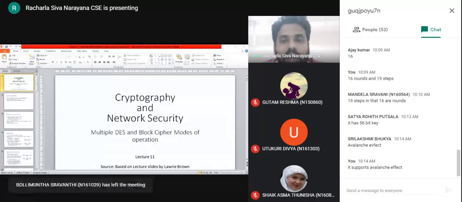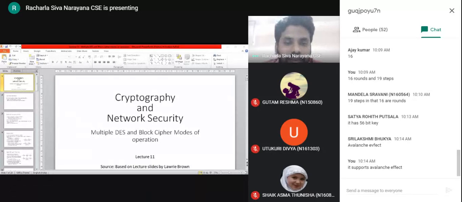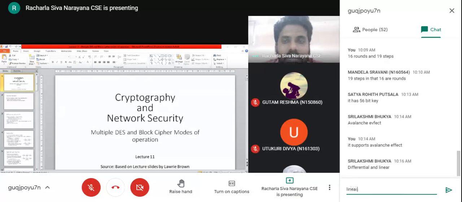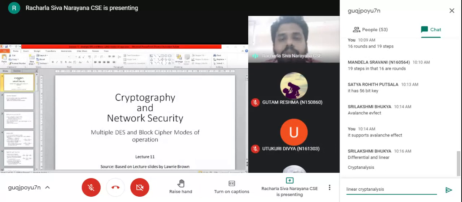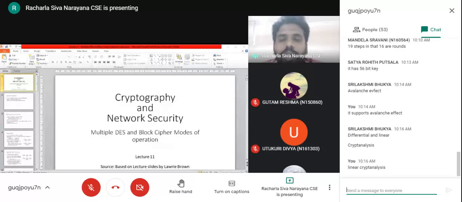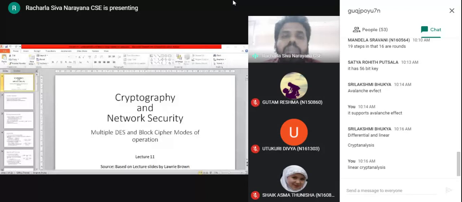Which types of techniques are applied on the ciphertext to get the key? Good. Differential cryptanalysis and linear cryptanalysis techniques are applied, and then they find the key. With linear cryptanalysis, within fewer possible keys, attackers may get the original key. The number is 2 power 43 possible keys. Within 2 power 43 possible keys, the attacker will get the key.